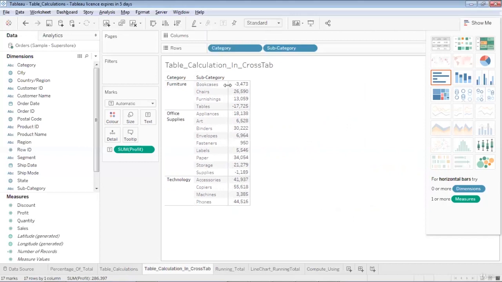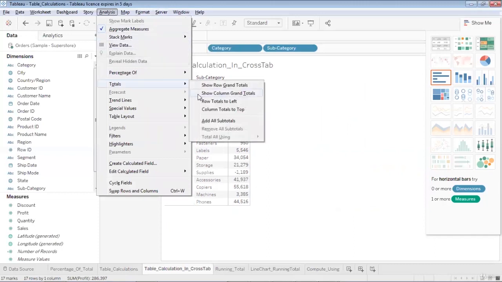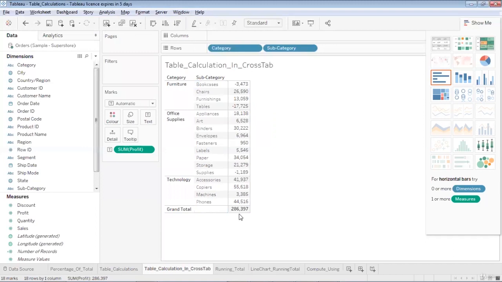For each of the categories, for the subcategories in each category, I can see the profit generated by them in terms of figures, like in terms of money. Now if I would like to convert it into percentage, first of all I go to analysis, and under analysis I say totals and show me the column-wise grand totals. So it is showing me the total of the profit generated in the last 4 years across the categories in sum total. Now I would like to see these values in terms of percentage.